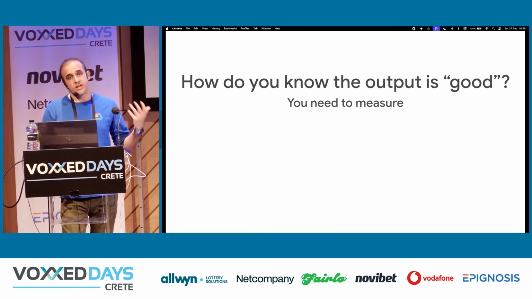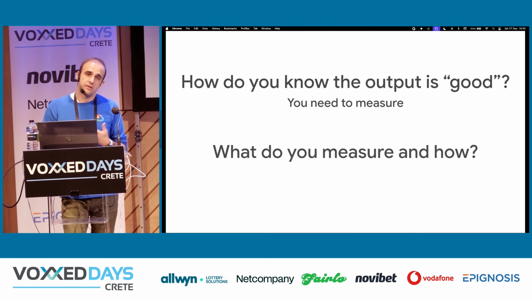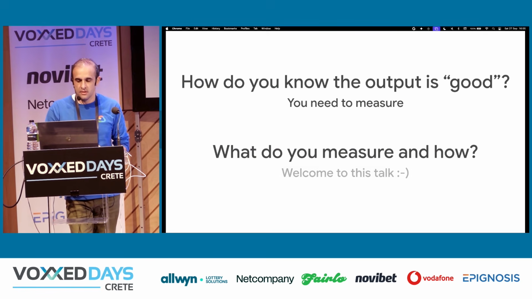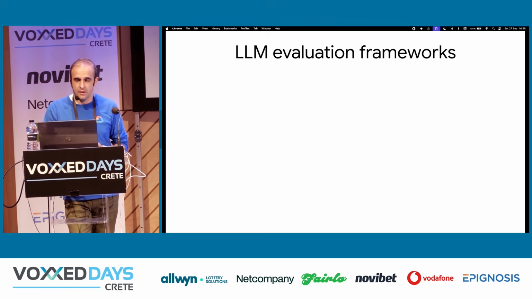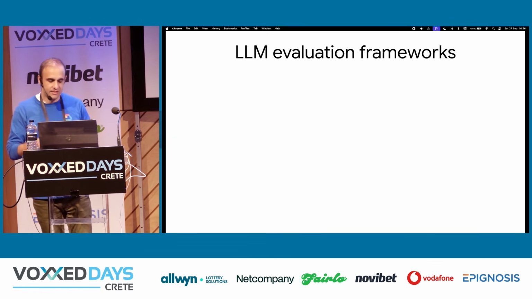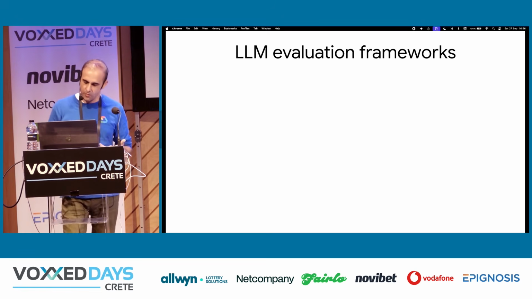But then for the rest of the things, to know that the output is good, you need to actually measure what you get back. But then the question becomes, what do you measure and how do you measure it? And that's what this talk is about. So let's go through some of the things that I know in this area. Whenever you talk about LLM outputs and measuring them, you will eventually get into what's called an evaluation framework. So you will probably need some kind of framework to use, unless you want to measure everything on your own, but that takes time, so it makes sense to use a framework.